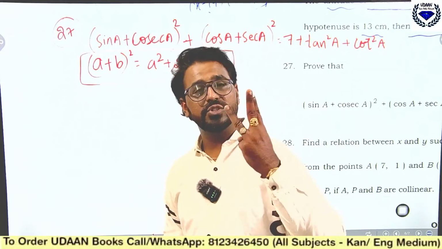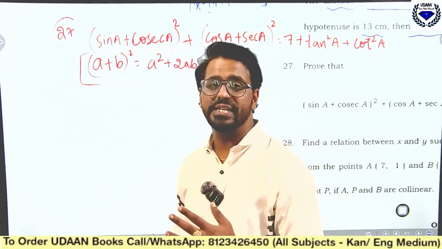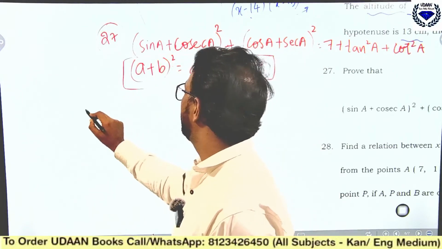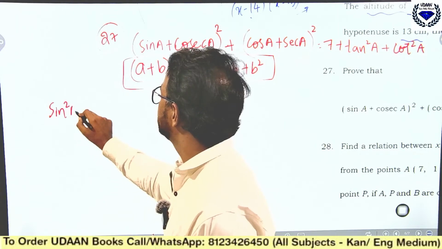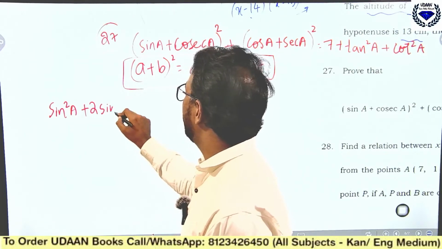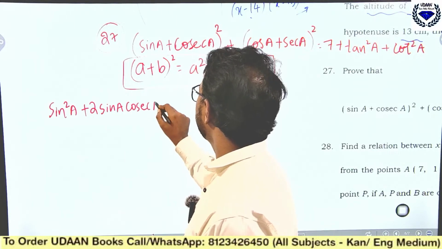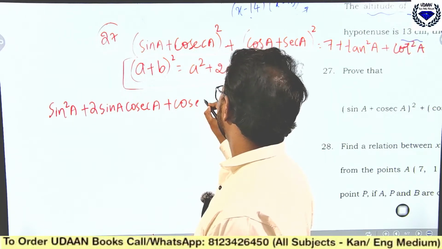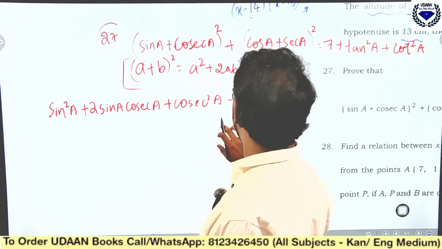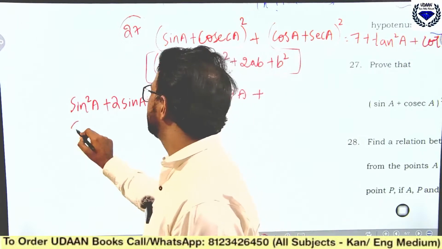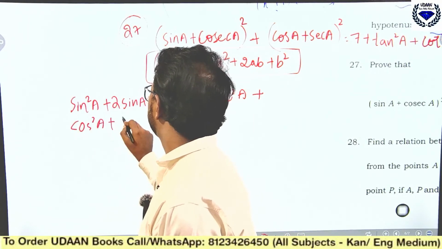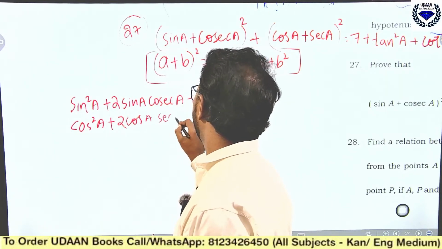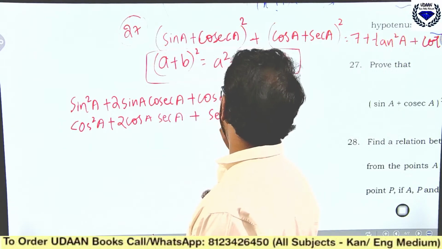And this is the only question in your textbook which has all the three identities of trigonometry. Okay. So how to solve this? (Sin A plus cosec A) the whole square. So I will write sin square A plus 2 sin A cosec A plus cosec square A. Okay. Then plus you write this one. What is that? (Cos A plus sec A) the whole square: cos square A plus 2 cos A into sec A plus sec square A.